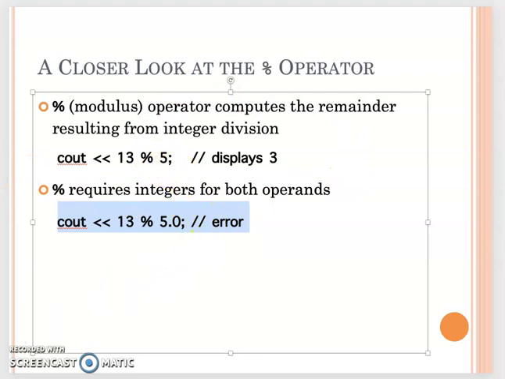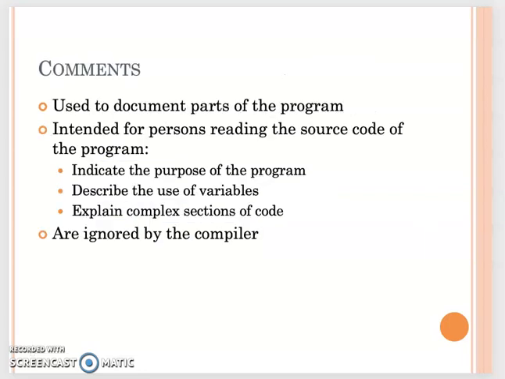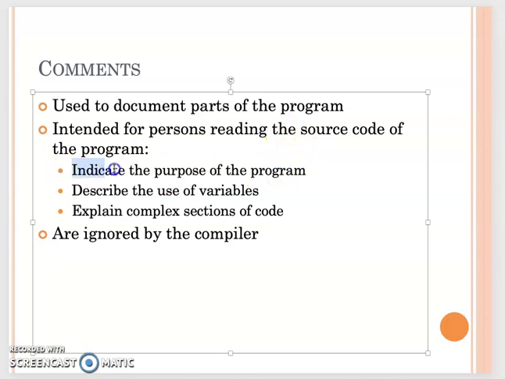Okay, so we almost finished the module 2 video. I have a couple of minutes, so let's finish up with the comments. The comments are used to document what your program is for. They are intended for a person reading the source code, because sometimes you want to know the purpose of the program. You want to describe the use of a variable and explain the complex sections of the code.